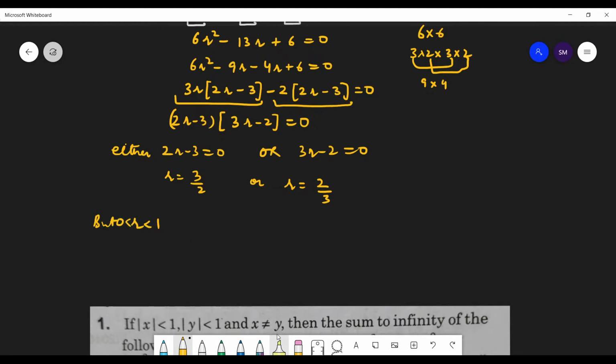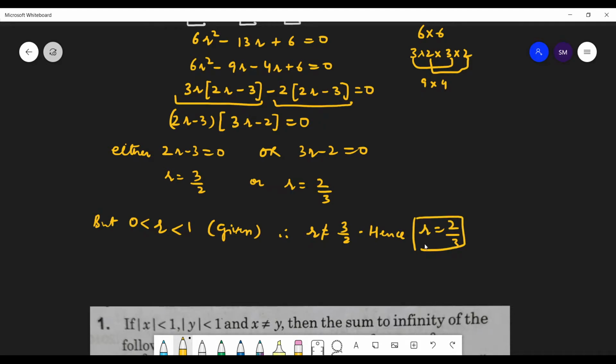That is given to us. But r is between 0 and 1. That is given to us. Therefore, r cannot be equal to 3 by 2. Hence, r is equal to 2 by 3.